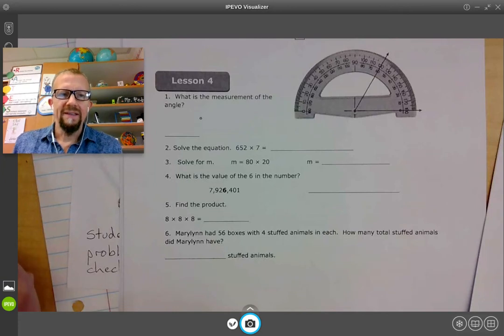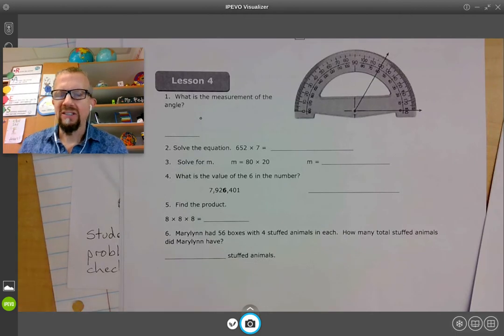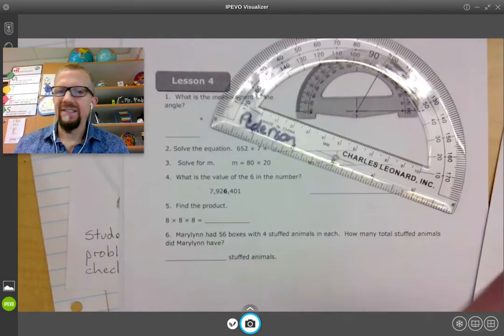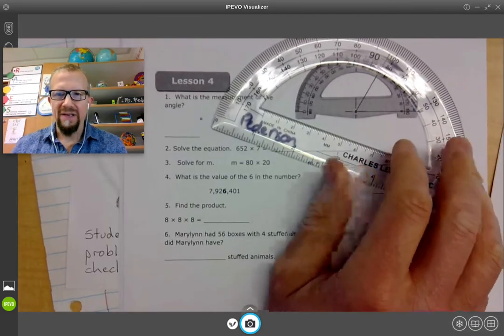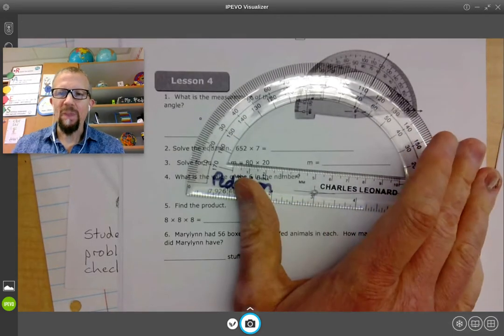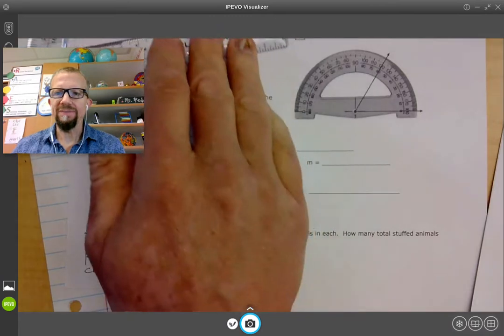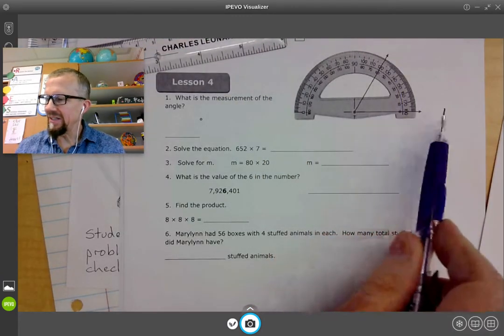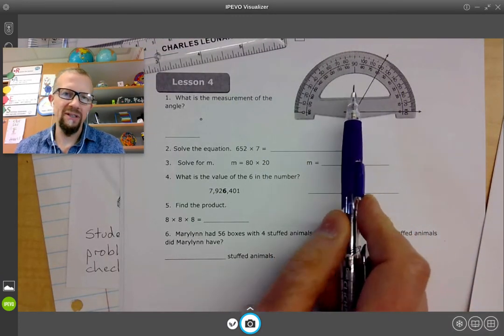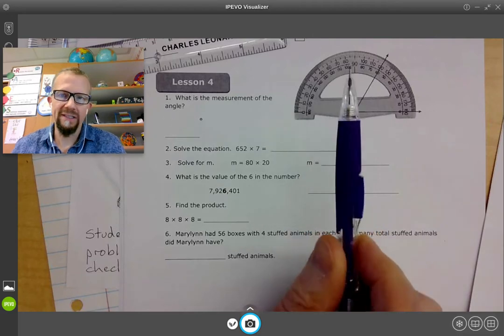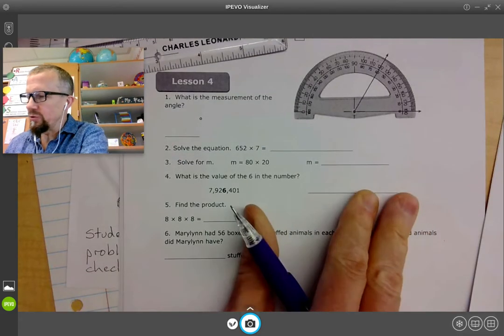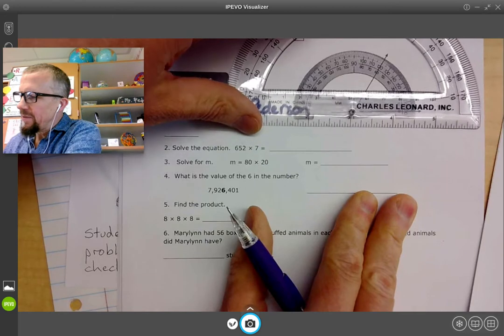This is lesson 4 on your daily entry tasks. And this first one asks about the measurement of the angle. And this is where this thing that we put in your bag might come in handy. So it is for measuring angles. And we have this angle here. And actually, they put a picture of the tool you have, so you don't technically need the tool. But I'll show you how the tool works. So it's for measuring angles.